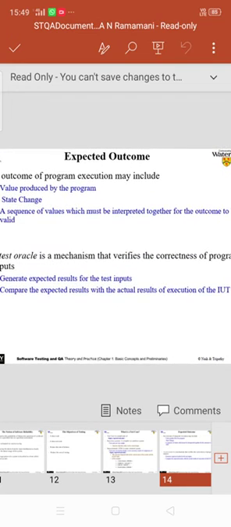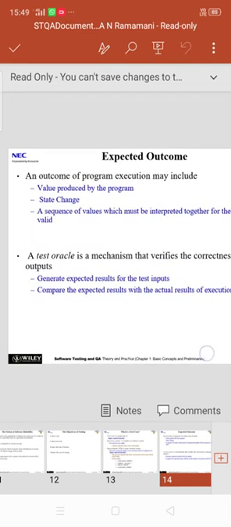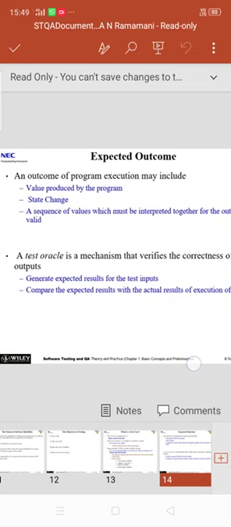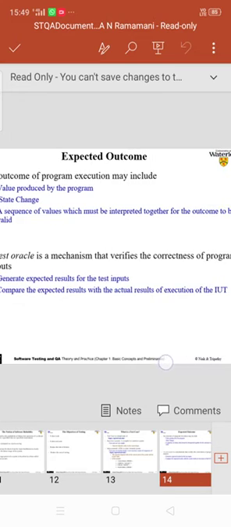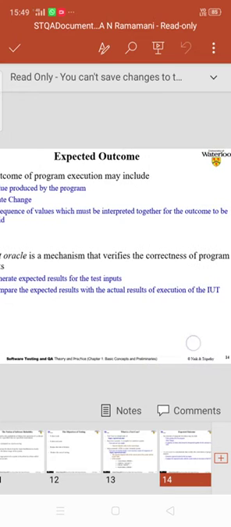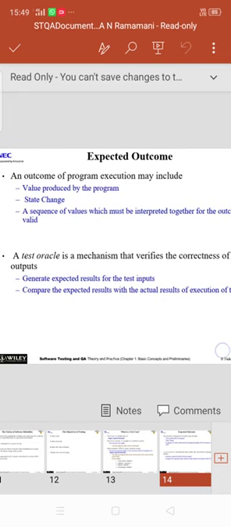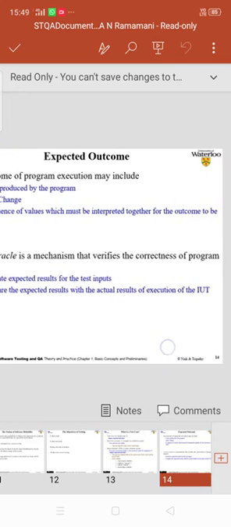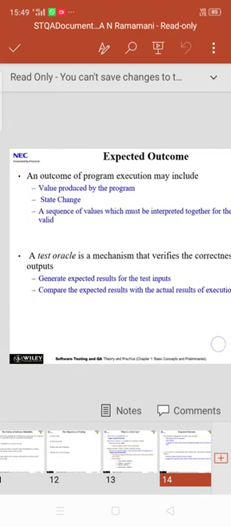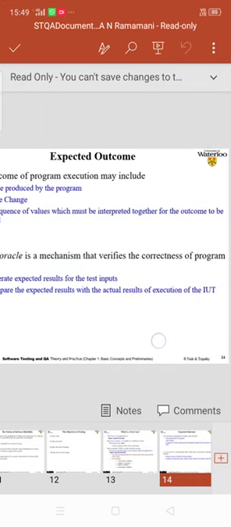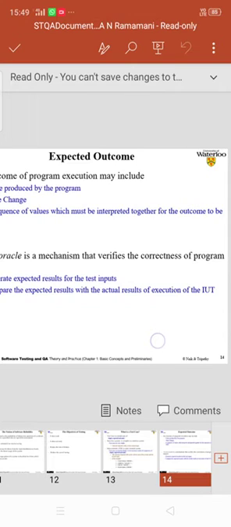Expected outcome. An outcome of program execution may include a value produced by the program, a state change, or a sequence of values which must be interpreted together for the outcome to be valid. A test oracle is a mechanism that verifies the correctness of program outputs, generating expected results for the test inputs. Compare the expected results with the actual results of executing the IUT.